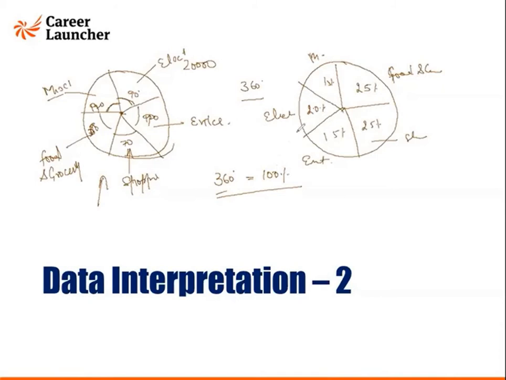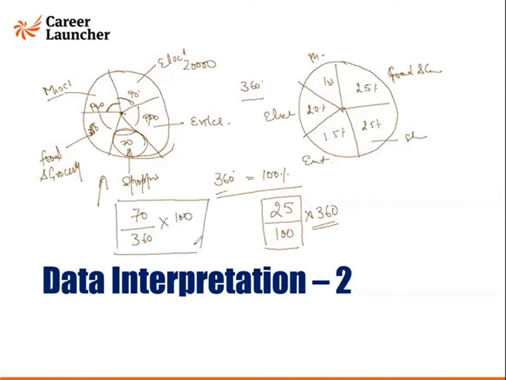Now, whenever you have to convert the percentage into degrees, let's say I want to convert 25% into degrees, I'll divide 25 by 100 into 360. So whatever the percentage value we have, we will multiply it with 360. And in case we want to convert this 70 degree into percentage, we'll do 70 by 360 into 100. This will do for converting the value into percentage.